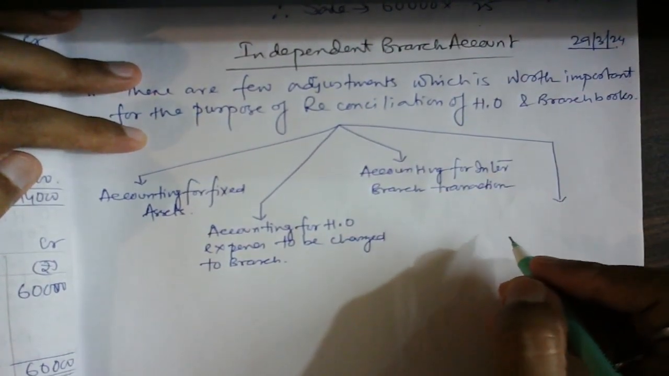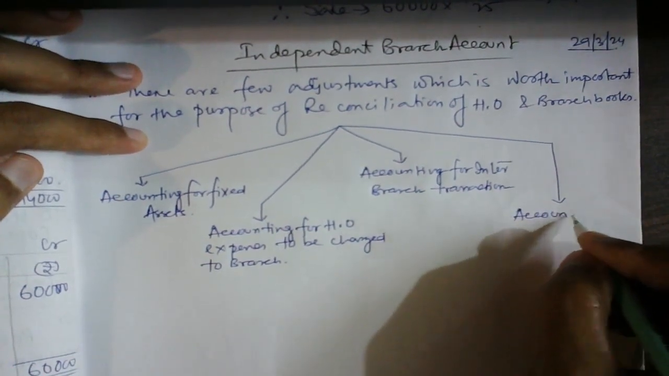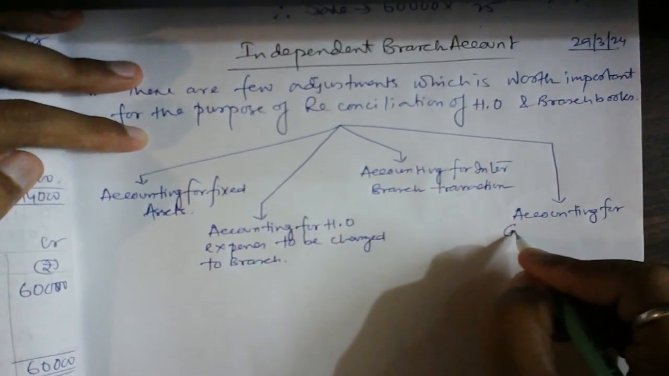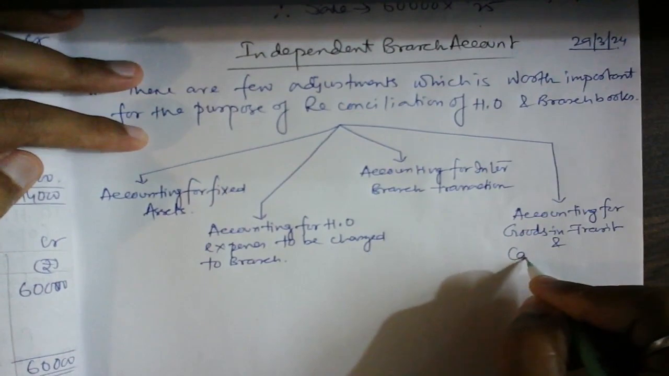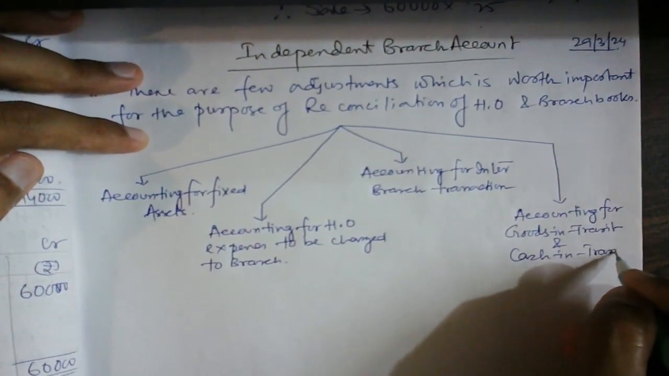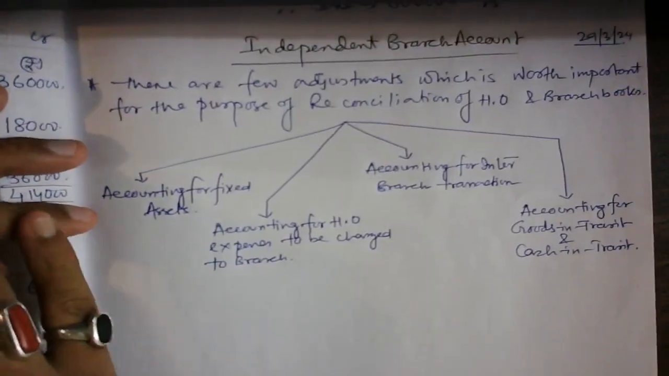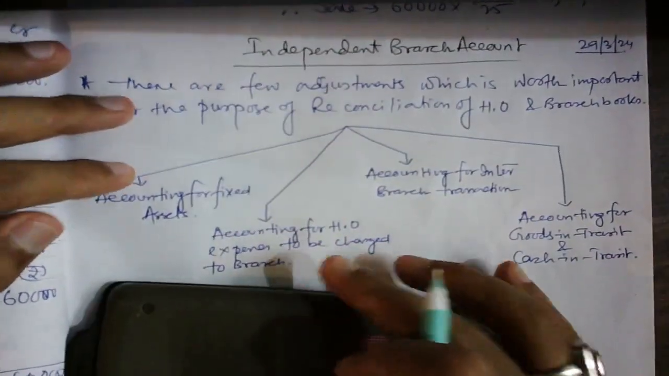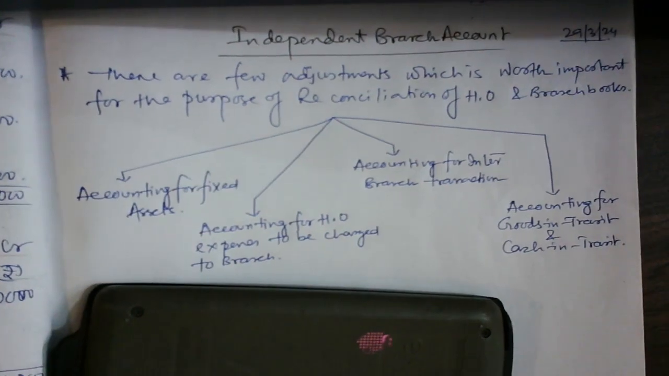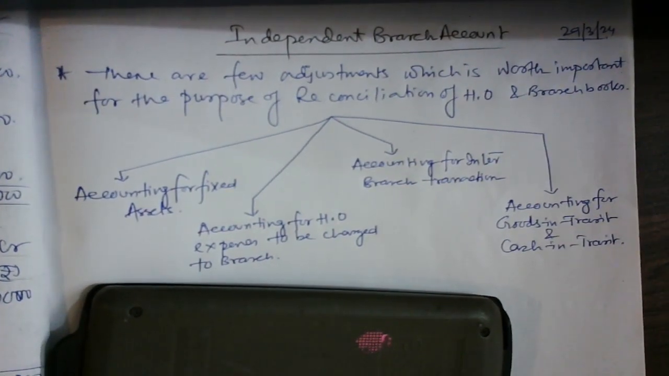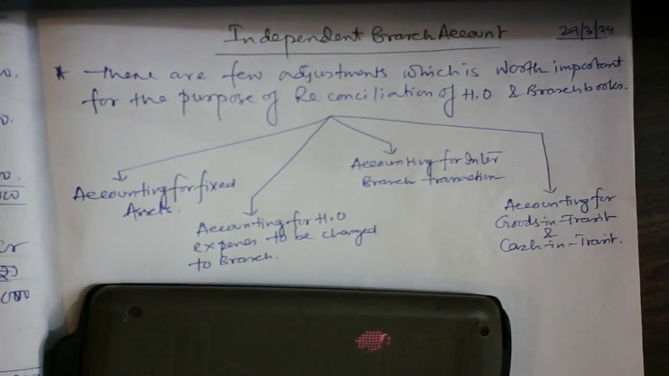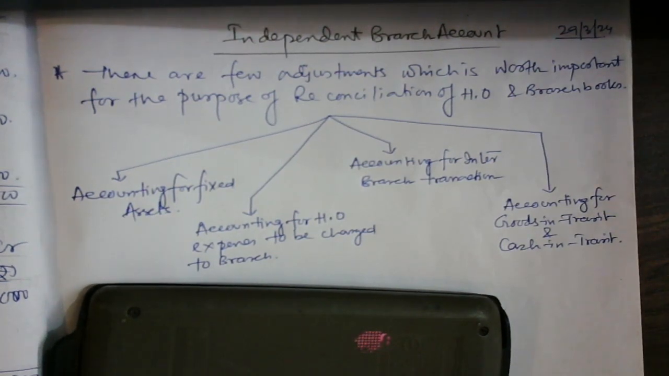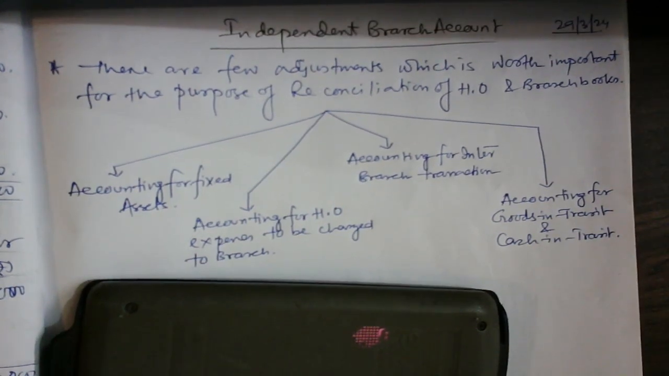And the last one is accounting for goods in transit and cash in transit. So now we need to understand first what problems we may face in terms of these four items. Sometimes depreciation has been charged by the HO, or there is a problem in charging depreciation in the branch books. So the books of HO and the books of branch may not be reconciled perfectly, may not be matched.